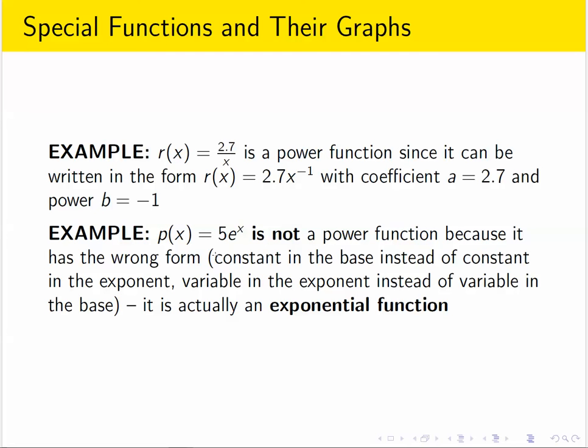But something like 5 times e to the x is not a power function. It has the wrong form. Why is it the wrong form? Well, notice that the exponent here, in a power function, that's supposed to be a constant. And here, it's a variable. And the base in a power function is supposed to be a variable, but this time it's a constant. E is a number, it's not a variable. So this has the wrong shape. For a power function, the variable is in the base, not the exponent. This is not a power function.